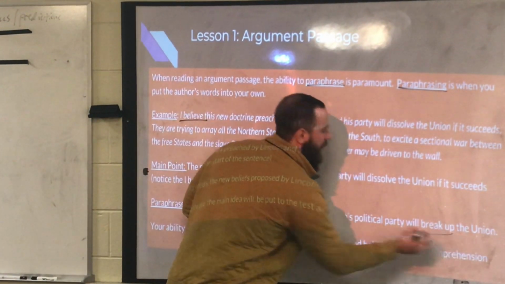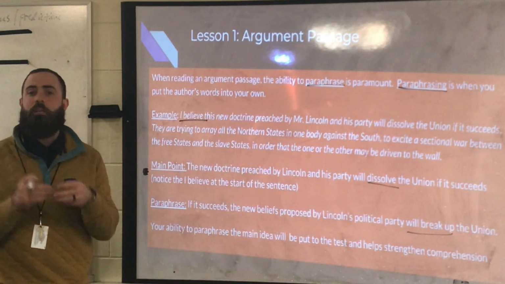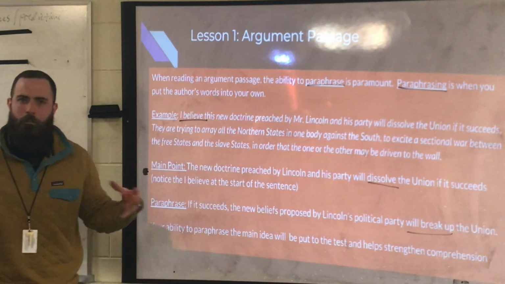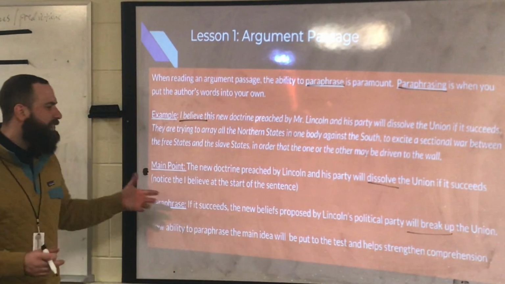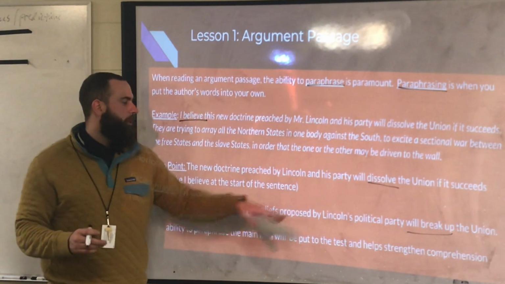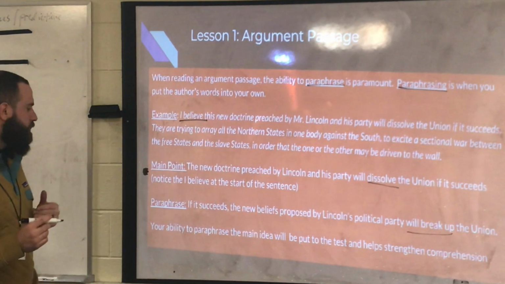So the key here is, I just took that word dissolve, right? That's a science word. I know if I put salt in water, it dissolves, it breaks apart. So I know that it'll break up. So he's saying, if the beliefs of Mr. Lincoln go through, they're going to break up the Union, the North and the South.